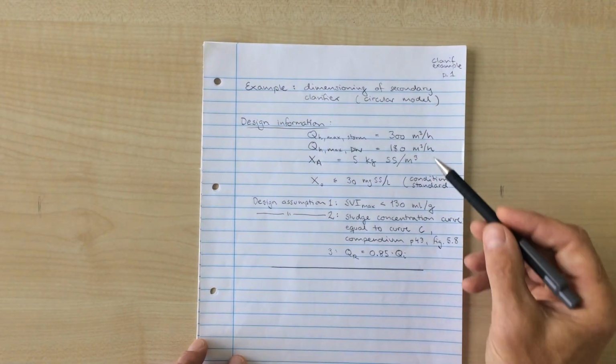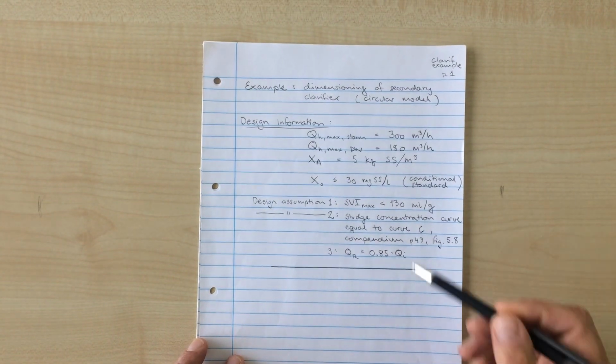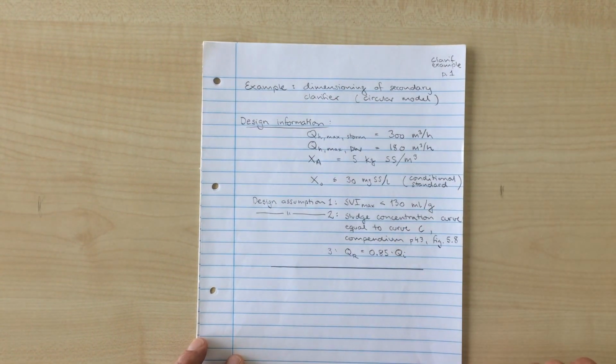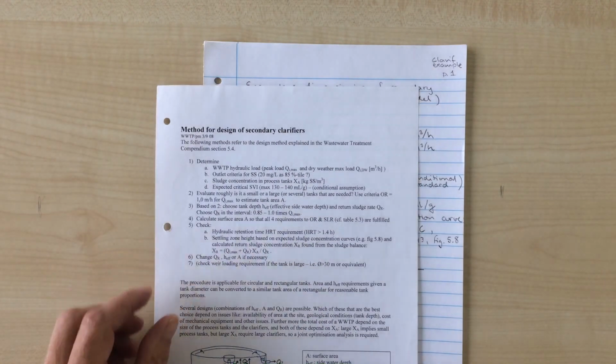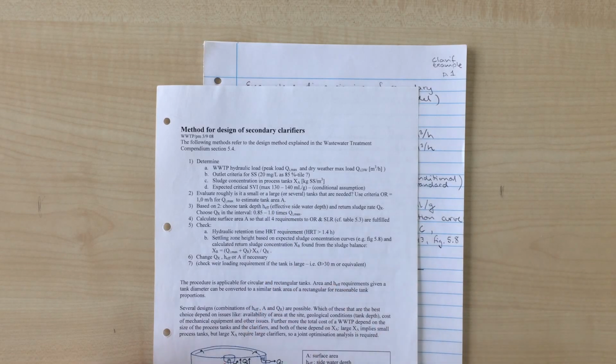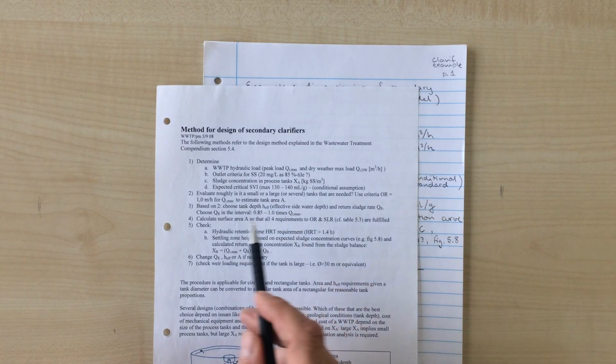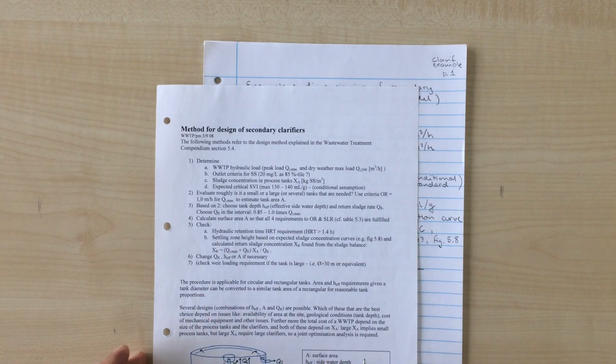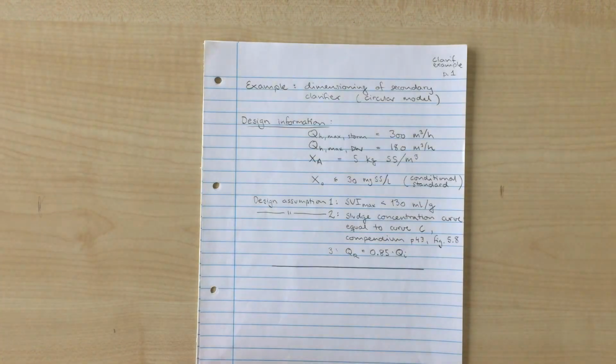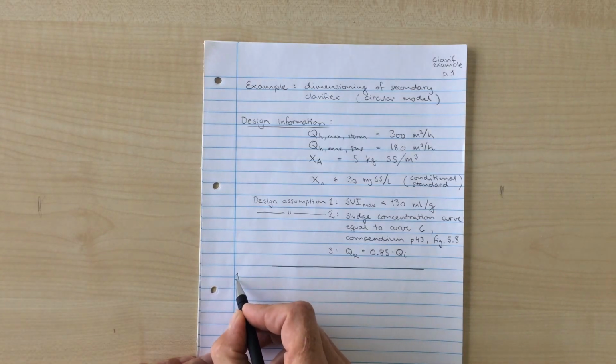Okay, so back to the system here, we have the design criteria given, and now we need to start following the procedure. The first step in the procedure is roughly to estimate the size of the clarifier by using an overflow rate of 1 meter per hour. So how big an area would I get using an overflow rate of 1 meter per hour?